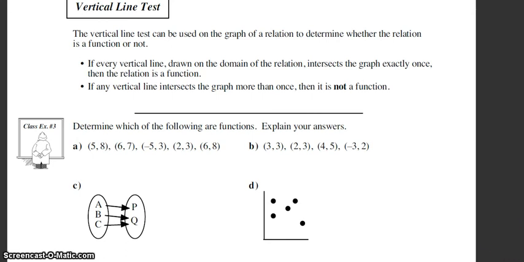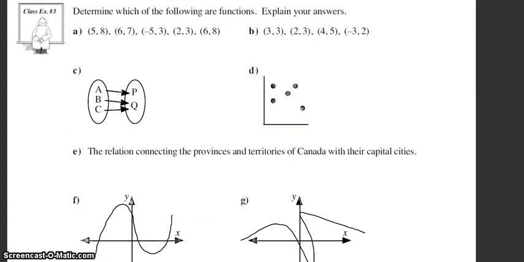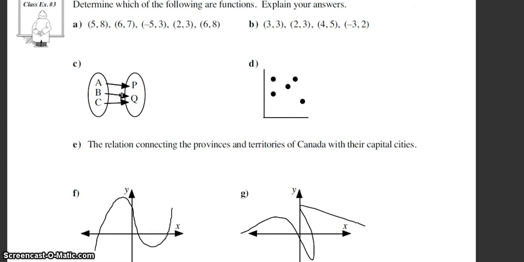Alright, let's look at an example, and then we'll also do the vertical line test. First, examine all the inputs: 5, 6, -5, 2, 6. With the same input, 6, you can have 7 and 8. So it's not a function. You just need one example to make it not a function.